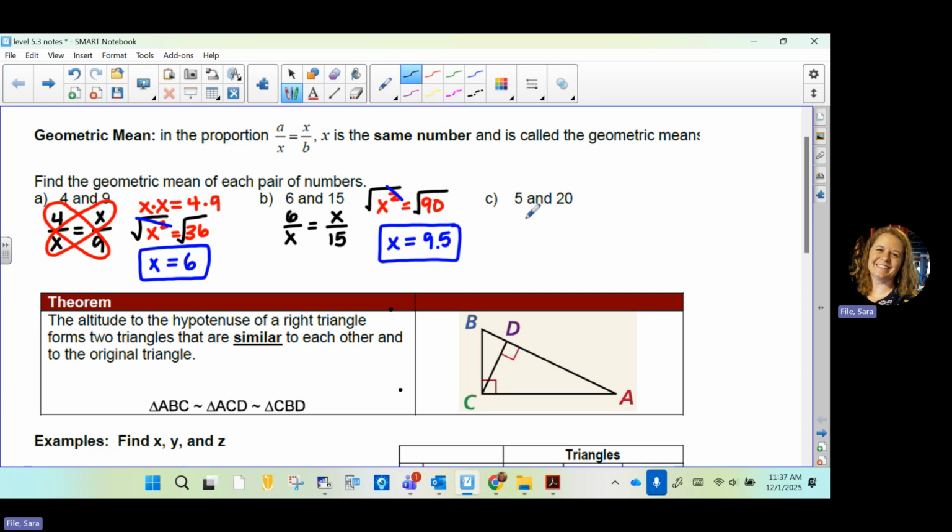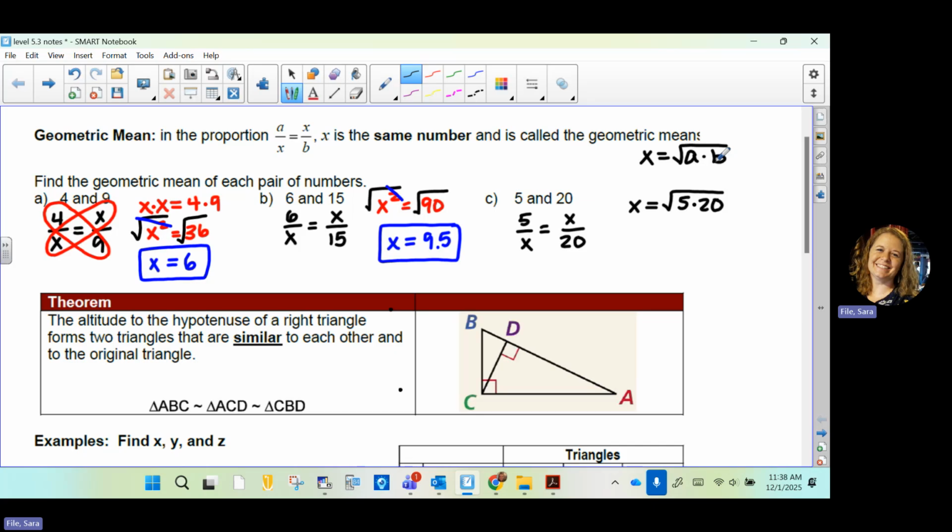Okay, last one like this. 5 is to x as x is to 20. This is how we find geometric mean. Some of you are going to do this. Instead of writing it out like in part A, where I did it in 3 lines, I did a line and then I took the square root. Some of you may jump straight to this and say, okay, it's going to be the square root of that product, 5 times 20. If you want to jump straight to x is the square root of a times b, you could jump straight to that.